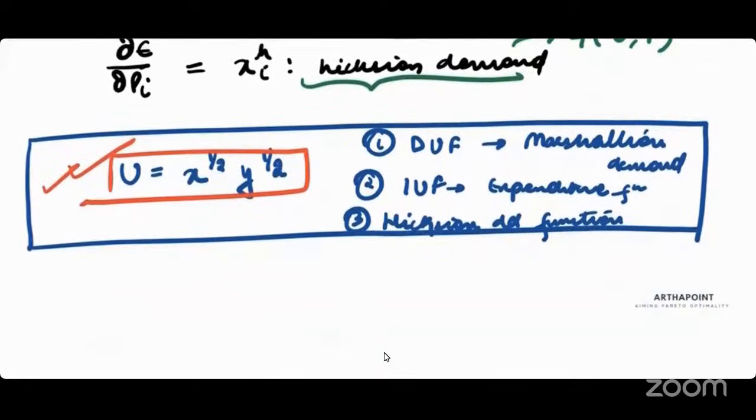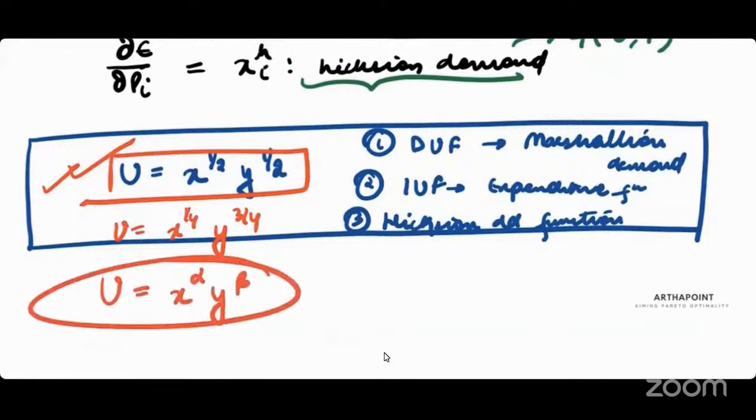Try it for at least 2 to 3 different utility functions. Try it for u equal to x to the power 1 by 4, y to the power 3 by 4. And tell me what you're getting as the answer. You get very similar formats. And try it for a general case also: x to the power alpha, y to the power beta.